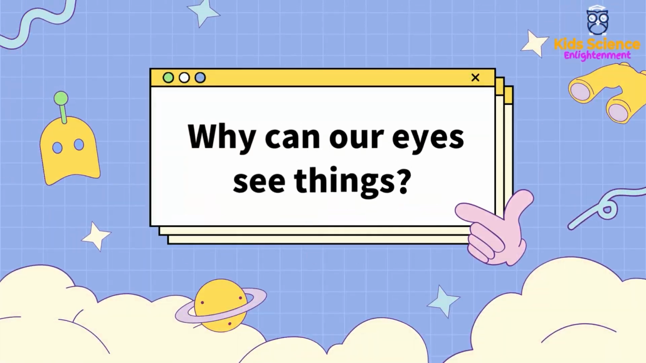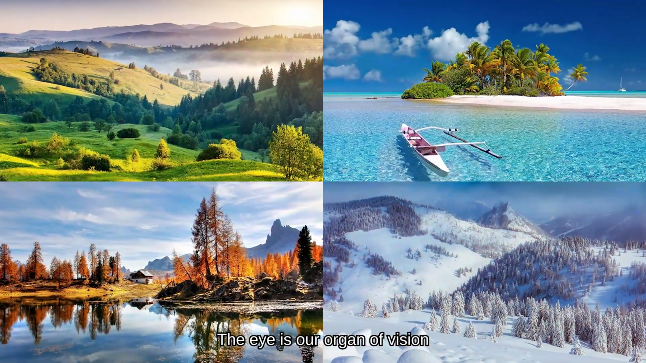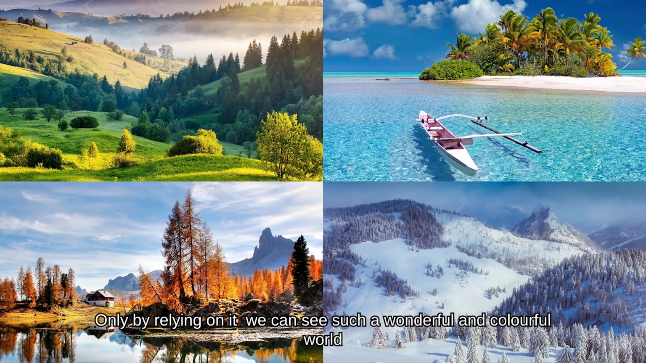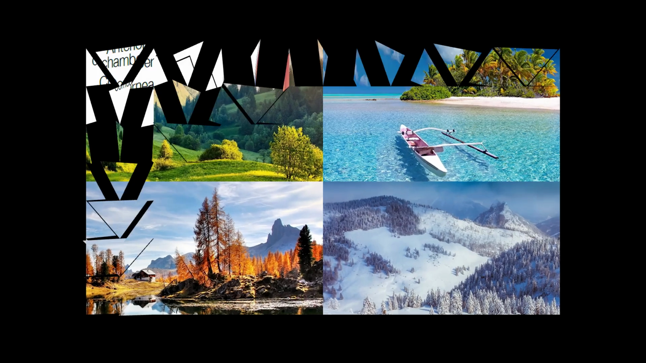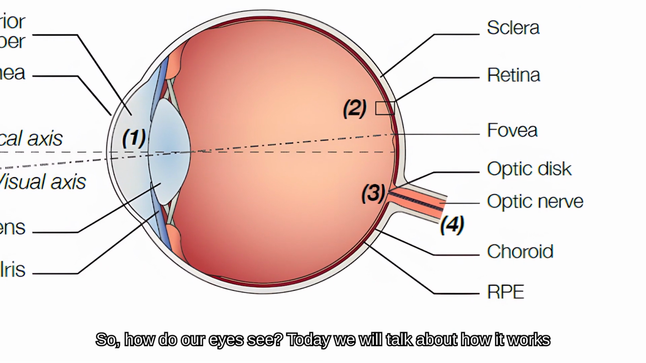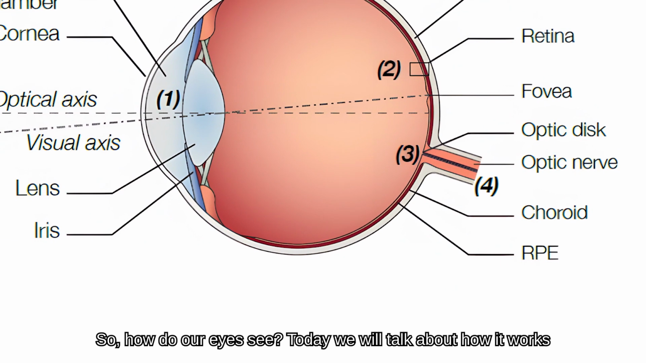Eyes see things. The eye is our organ of vision. Only by relying on it can we see such a wonderful and colorful world. So, how do our eyes see? Today, we will talk about how it works.